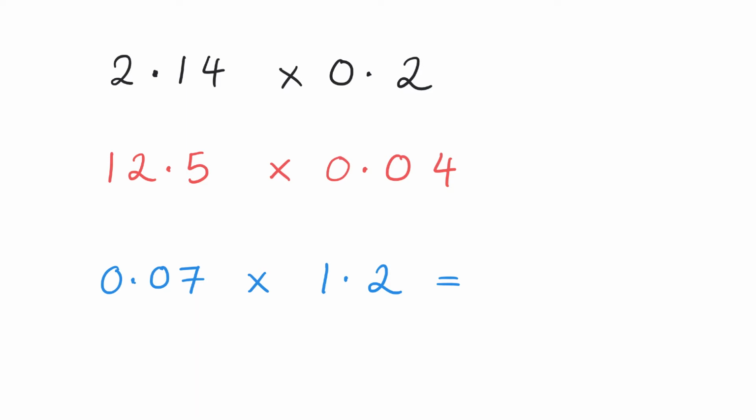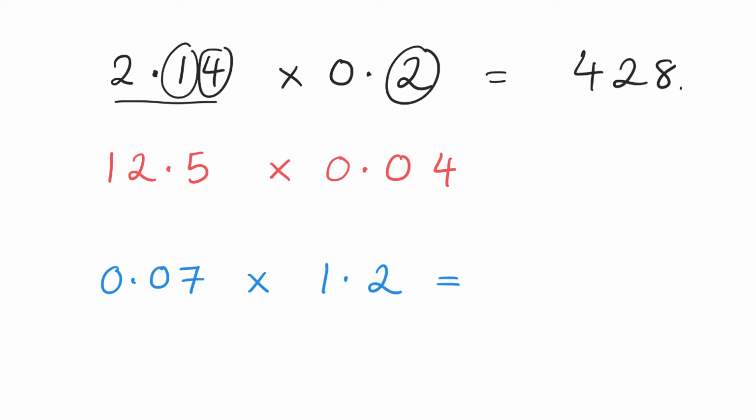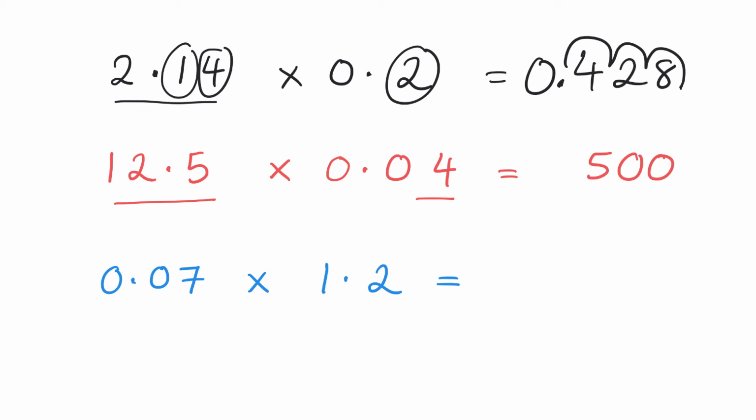Imagine I've got here 2.14 times 0.2. Again, ignore the decimal. 214 times 2 is 428. How many decimal places do I have? 1, 2, 3. So I move the decimal from here towards the left. 1, 2, 3. Okay, the next one. Ignore the decimal. 125 times 4 is 500. How many decimal places do I have? 1, 2, 3. So from here, I move it to the left. 1, 2, 3. That's my answer.